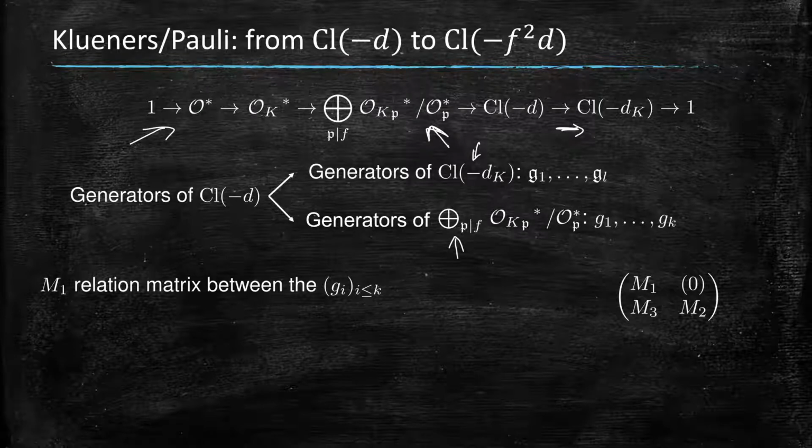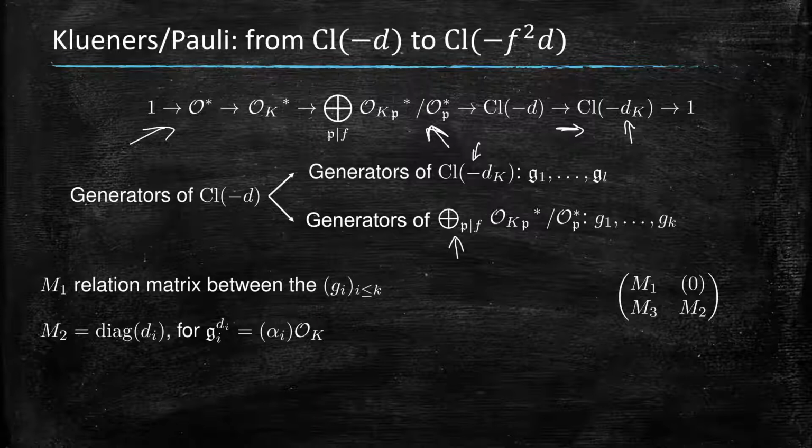And now what we want is to calculate the class group of discriminant minus d, which is minus f squared dk, where dk is the fundamental discriminant, the small one. So minus d is large, but we still want relations between those generators, because we've seen that this lattice of relations is the key to unlock first the calculation of the class group, but also subsequent problems like decomposition.